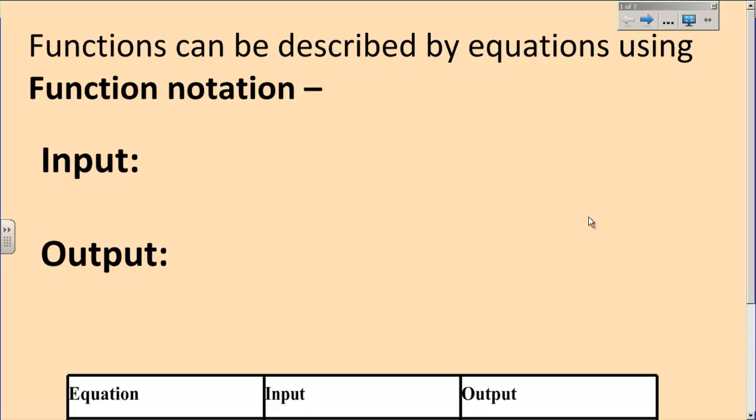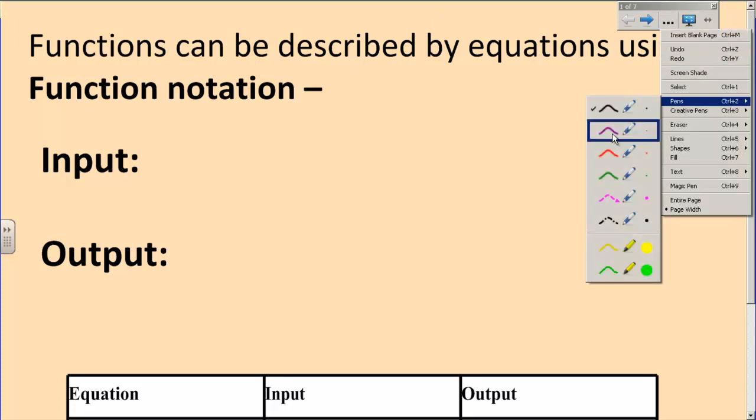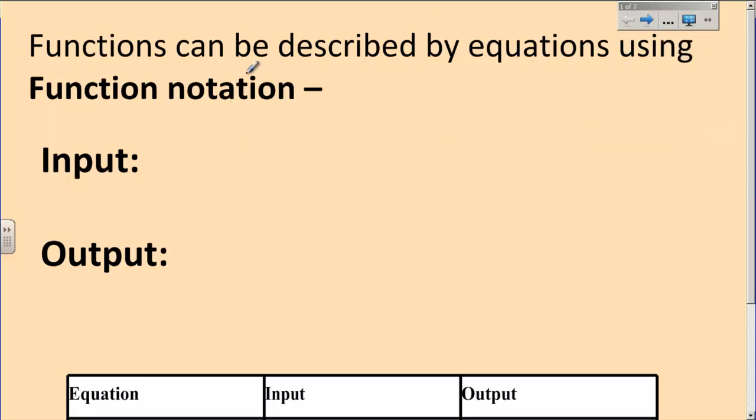Alright, afternoon guys. Actually, I guess maybe it's probably evening, but we're going to talk about functions, function notation, and evaluating functions today. There's not a lot that's new here, but there is enough that's new that you really need to make sure you pay attention and take really good notes.